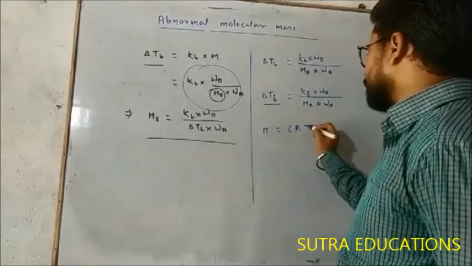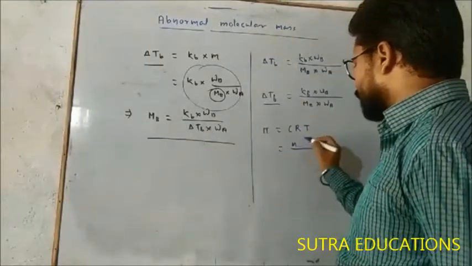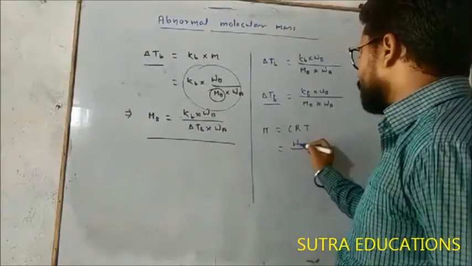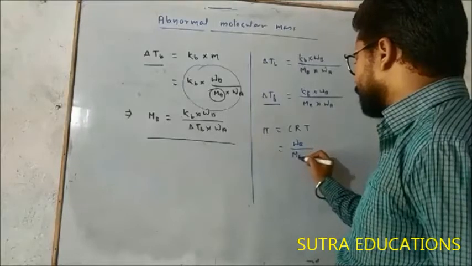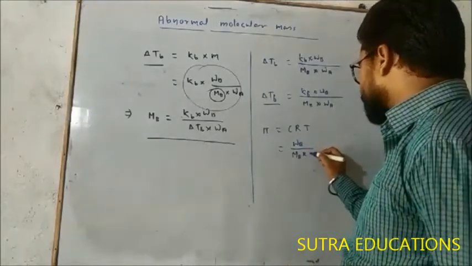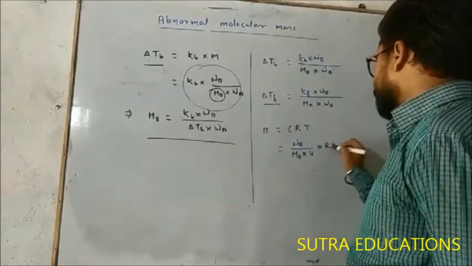Pi is equal to CRT, where I told you C is n by V, the number of moles of solute. So number of moles of solute means what? Wb upon Mb into the volume of solution in liter. Say it is V into R into T.